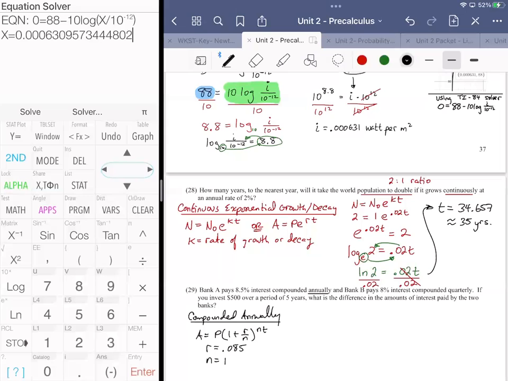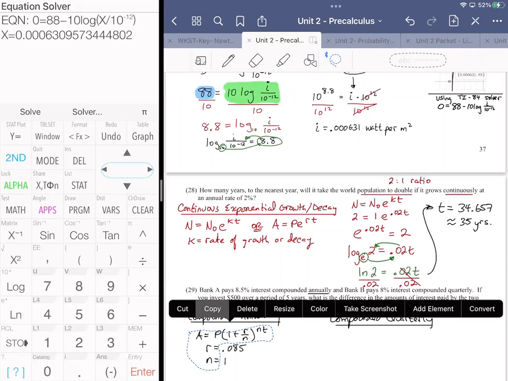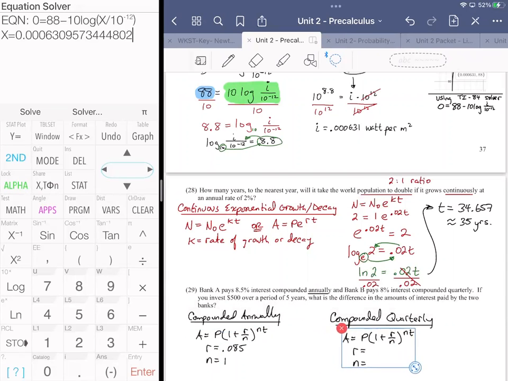Bank B is compounded quarterly. Right, same formula. The interest rate is 8%. Both of these interest rates are pretty obscenely high. They were shockingly the norm. Well, no, they were the high end, but they were still possible back when I first made this word problem.